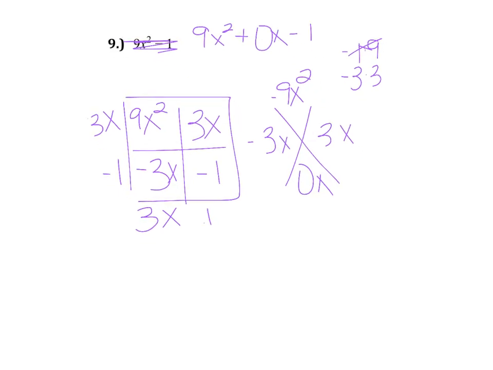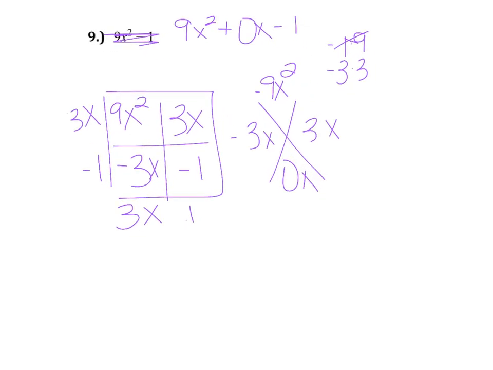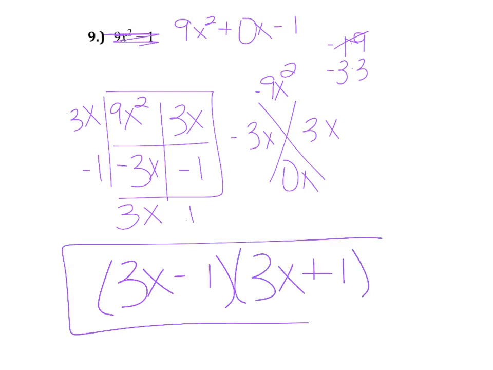So for our final quadratic here, we will end up having 3x minus 1 and 3x plus 1. And again, if you're not sure, go back and check. When you multiply these together, these two middle terms are going to cancel each other out. That's where that 0x is coming from. I know this is a lot, but again, repetition is very helpful with these factoring problems.